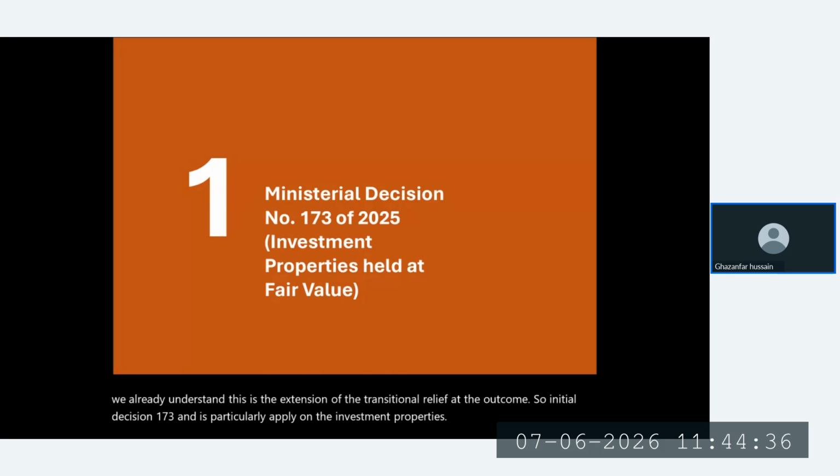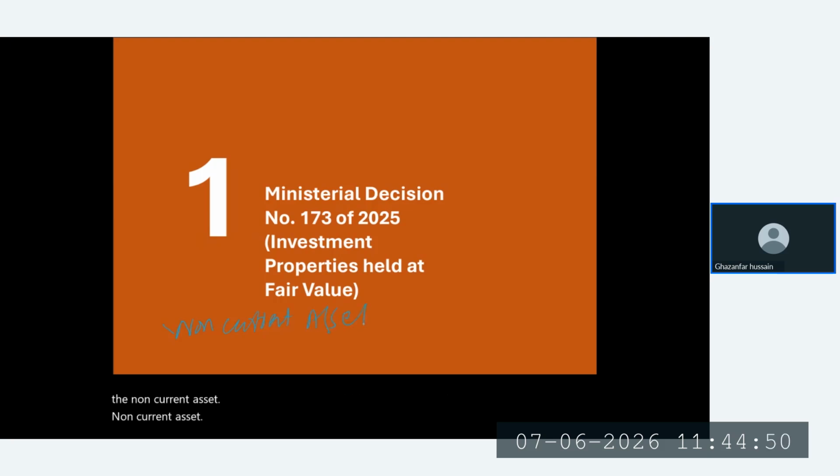Here, what is investment property? Mostly businesses have PPE, they have non-current assets. There are two categories. The first category is property, plant and equipment, because every business has PPE. But some businesses have investment property also.